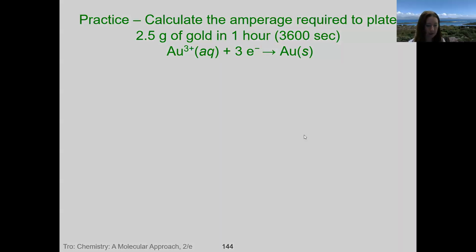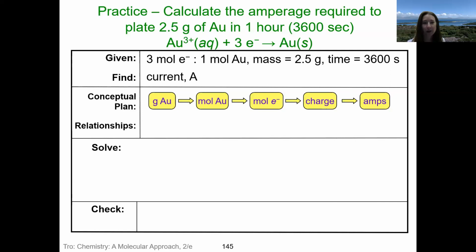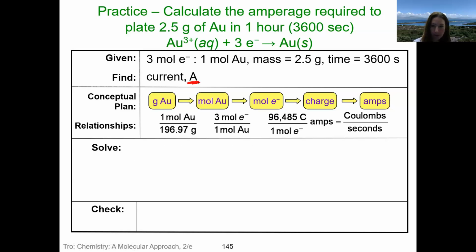All right, let's try this one. In this case, you can start with either of these, but you'll see that it only works if we try it one way, because in the end, remember, we want amps. Remember, amps is coulombs per second. They're telling us it's 3,600 seconds. So we somehow need to get grams to coulombs, which we can do. To go back, we can go from grams to moles, and then we can use Faraday's to get there.